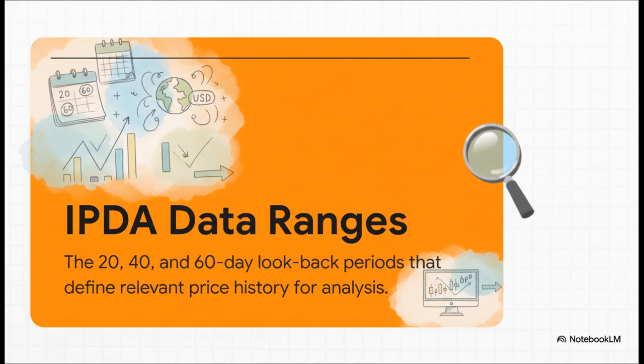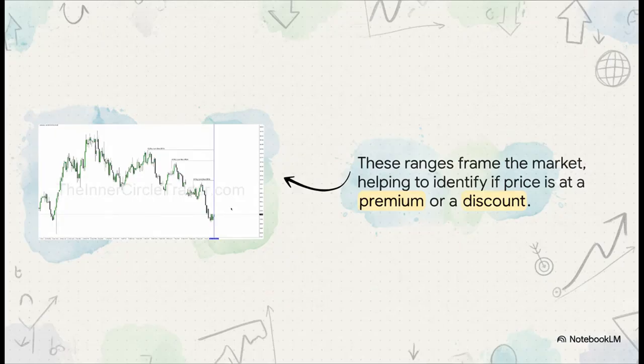This is where a concept called IPDA data ranges comes into play. IPDA stands for Interbank Price Delivery Algorithm. All you really need to know is that these look-back periods of 20, 40, and 60 days are how we frame the market the way the algorithm sees it. And this is what it actually looks like on a chart. It's not just theory. By marking the highs and lows of the last 20, 40, and 60 days, we create a very clear playing field.